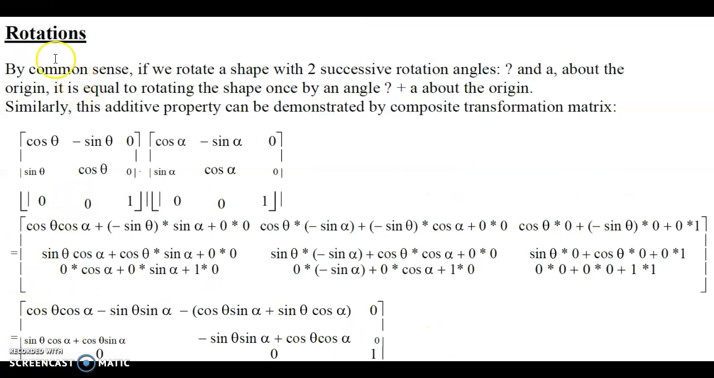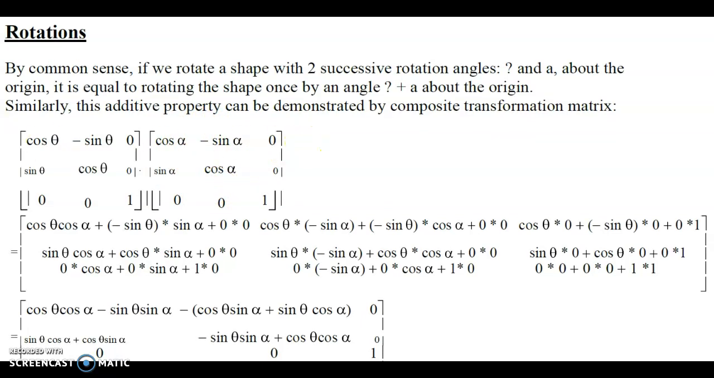The same applies for rotation. If you want to rotate the object twice, first with an angle of theta and second with an angle of alpha, let us take both as anti-clockwise rotation for easy understanding. This is the transformation matrix of rotation for angle theta, and this is the transformation matrix for rotation of angle alpha.